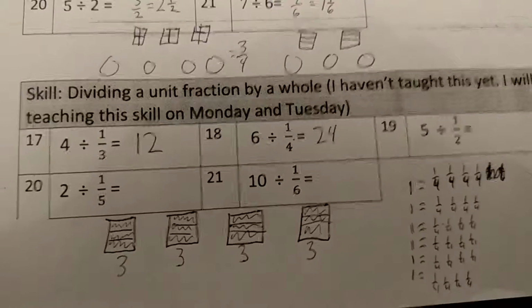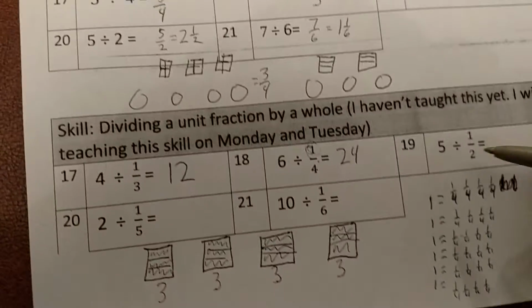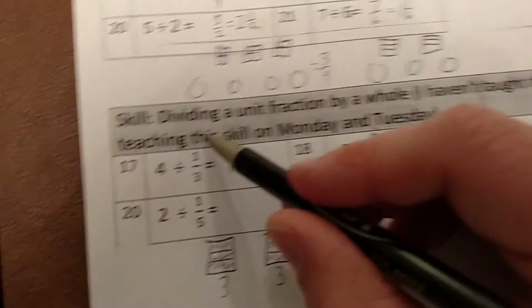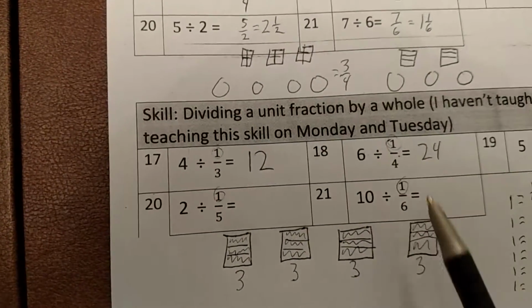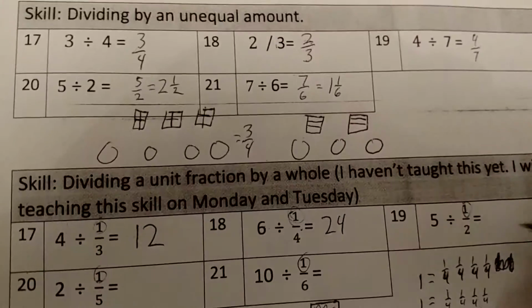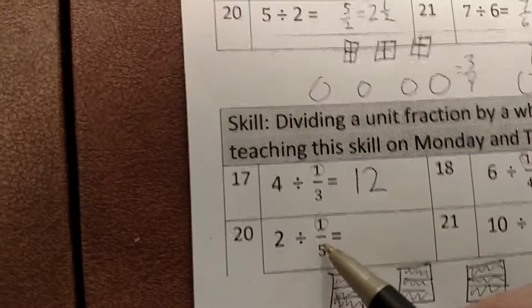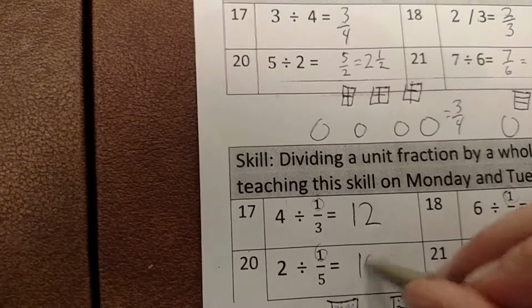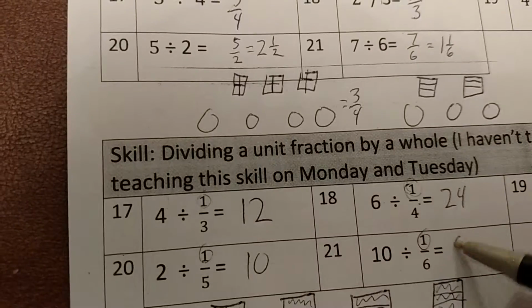Same thing as before, the kids found out the trick that as long as there's a 1 as your numerator, and here all of them are going to have 1 as a numerator, you can really just do your denominator times your whole number. To figure out how many fifths are in 2: 5 times 2 is going to be 10, so there are 10 fifths in 2. How many sixths are in 10? Altogether 10 holes, so there would be 60 sixths in 10 holes.